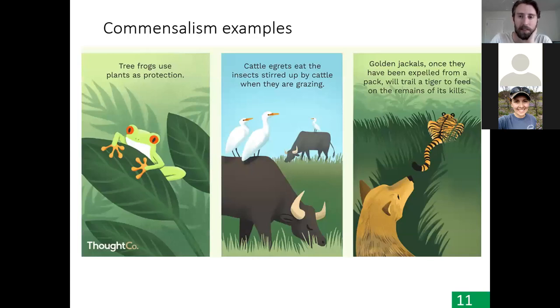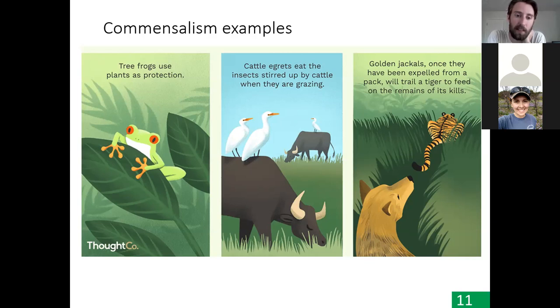Okay, so first let's talk about commensalism. This kind of interaction, this +0 interaction, is very common. So this is when one species is getting a benefit and the other is not affected. Here are 3 examples here. So on the left, there's a tree frog that's kind of using plants to blend in with its environment. So it's evolved to use these plants as its habitat, and its color is kind of blending in with the plants, and so it's using the plants as kind of protection.